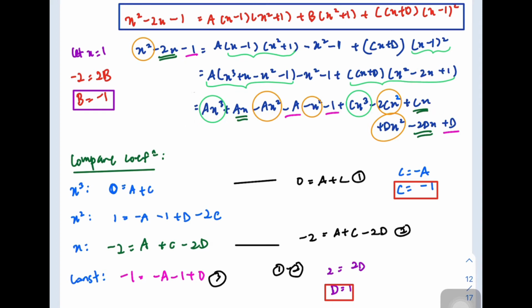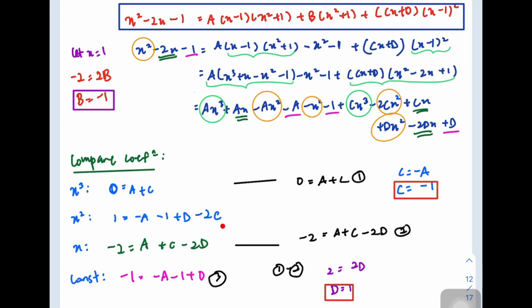Now let's compare the coefficient for the variable. The highest variable is x cubed. From your left hand side, you have 0x cubed, so this is 0 for your left hand side. For your right hand side, this is it, the one in green. So you have a plus c. This is the coefficient for x cubed. Now let's focus on the coefficient for x squared. This is it, the yellow color. Your left hand side is equal to 1. So it is minus a minus 1 minus 2 plus d. So this is it, write it back.